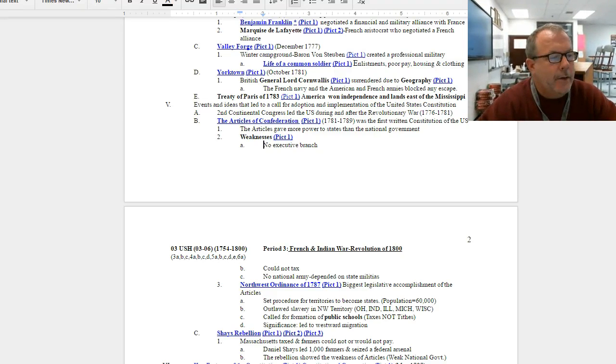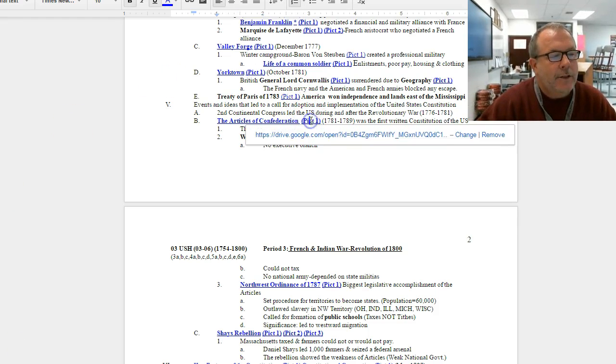Period 3, Unit 3, Section 5 are events and ideas that led to a call for and the adoption of the U.S. Constitution. Well, the Revolutionary War lasted from 1776 to 1783. From 1776 to 1781, there were only a group of men running the country called the Second Continental Congress. They did not have a framework or a written government until 1781. That first written government, that first constitution, became known as the Articles of Confederation.